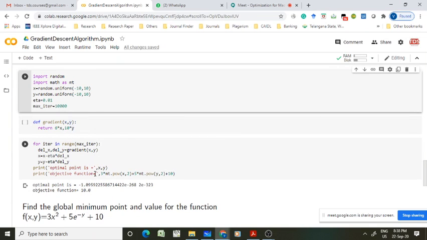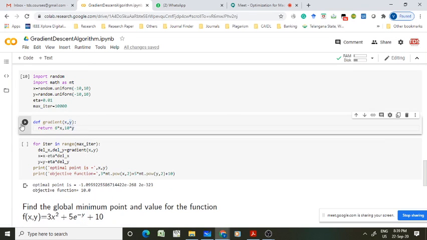Now, iterating over the maximum iterations, here we have to calculate delta x and delta y. How do we get delta x and delta y? I'm taking a small variation and only the gradient. Now x equal to x minus eta into the x gradient, and y equal to y minus eta into the y gradient. The same procedure will be repeated. I hope you understand.